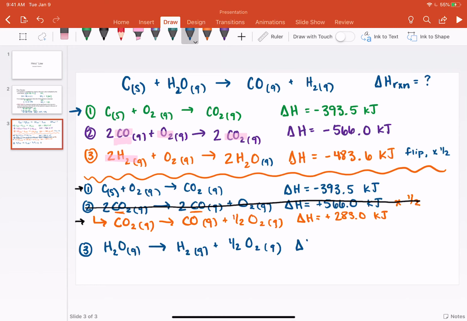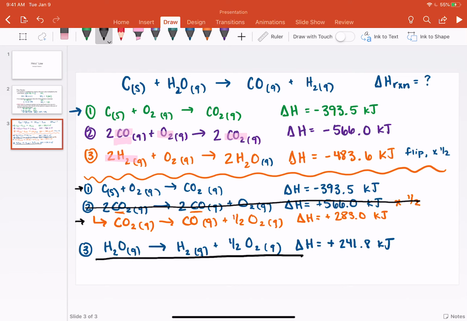And since we flipped that and multiplied by 1/2, that means we're also going to do the same thing with our delta H. So we are going to change the sign from negative to positive, and we're going to multiply it by 1/2, which is going to give us 241.8 kilojoules. So now we're going to want to check our work. So to check our work, we're going to add these reactions together.